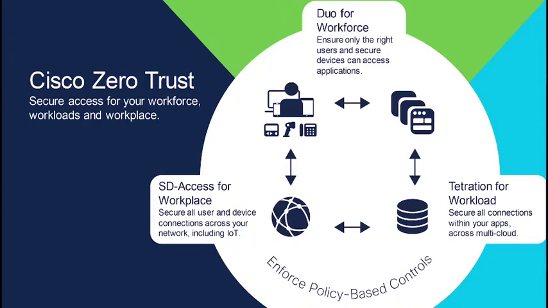So for Cisco Zero Trust, we're gonna secure access for your workforce, your workloads, and your workplace. Duo is gonna help for the workforce in ensuring only the right users and their devices have access to the right applications in a secure fashion. Tetration for workloads allows you to secure connections across all your applications, and this includes both on-premise and in the cloud. And SD Access for the workplace is gonna ensure secure access of users' devices across your entire network, and this includes IoT devices.